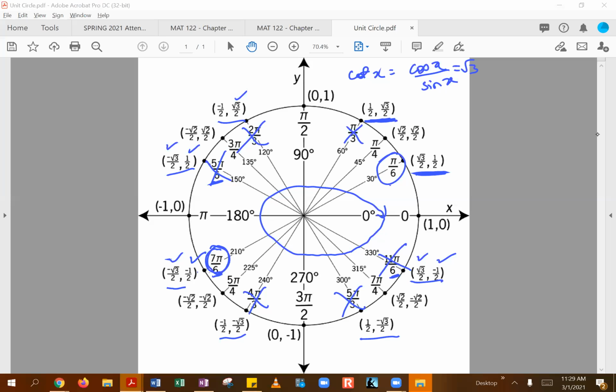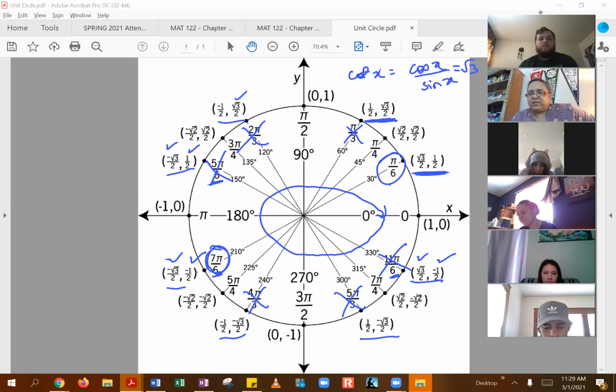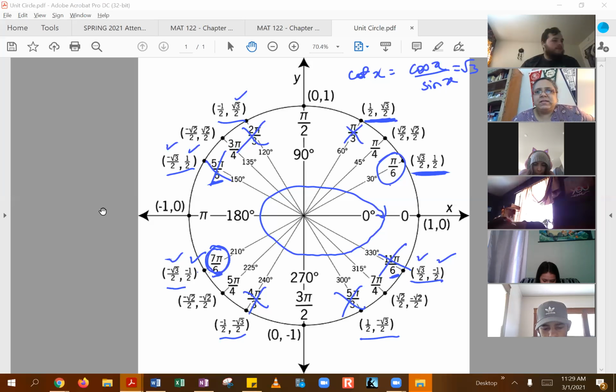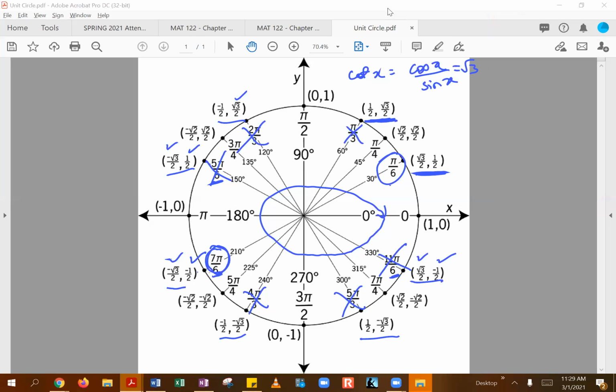So what are the negative counterparts for pi over 6 and 7 pi over 6? Okay, let's see. I've got Katie and Abdulaziz with negative 5 pi over 6, negative 11 pi over 6. Okay, let's take a look here. So yeah, they are going to be negative counterparts. Your pi over 6 is going to be the negative counterpart for this angle. So this one will become negative 11 pi over 6.